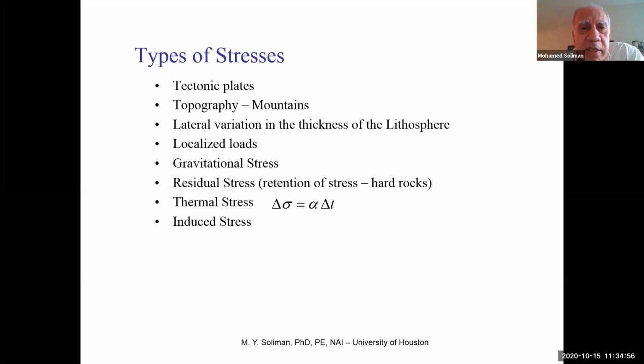Let us look at it. Then we'll talk about topography, the mountains, lateral variation of the thickness of the earth, sometimes localized load, and it may be just the weight of the rock. Thermal stresses can be important also. We sometimes take advantage of this in the fracturing process. I will talk about it a little bit.